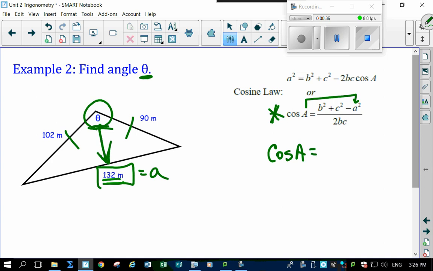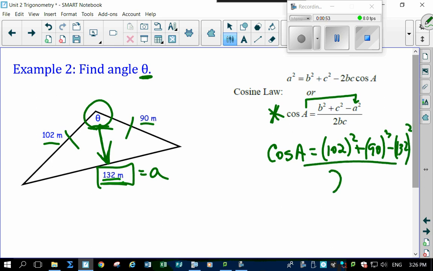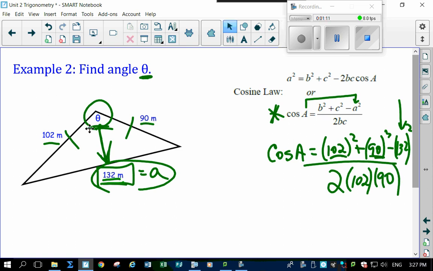So here we go. Then what's b squared? b squared is 102, so 102 squared. What's c squared? c is 90, so 90 squared minus 132 squared, over 2 times b times c. Remember, this is an a value. That just goes here, and you don't see it again. So 2 times 102 times 90. And if you throw that all into your calculator, guess what? It's going to work beautifully for you.